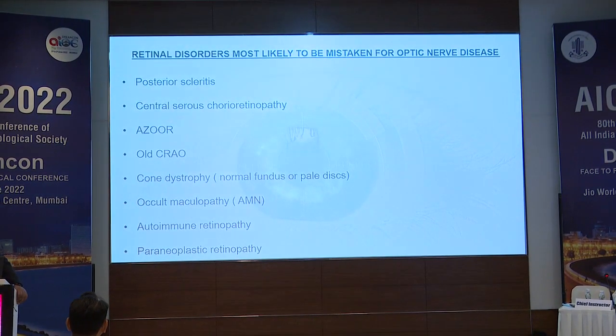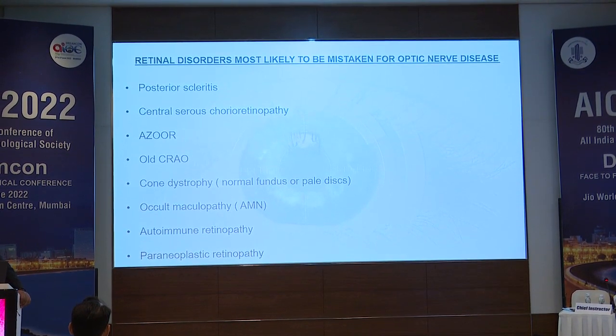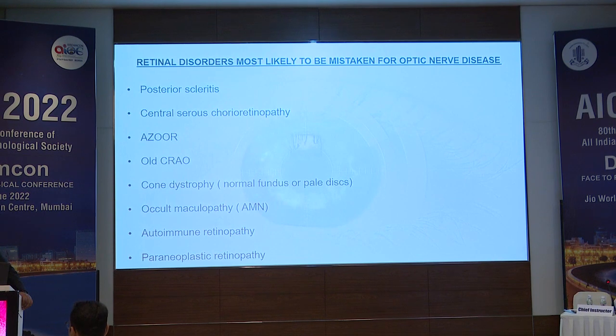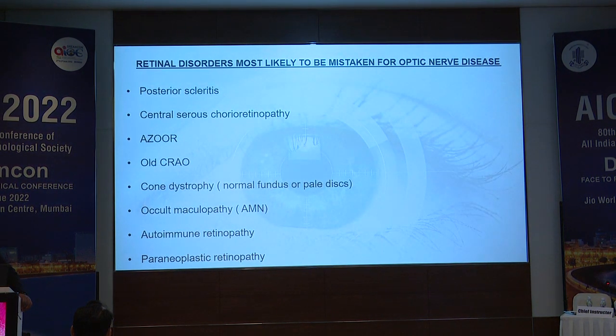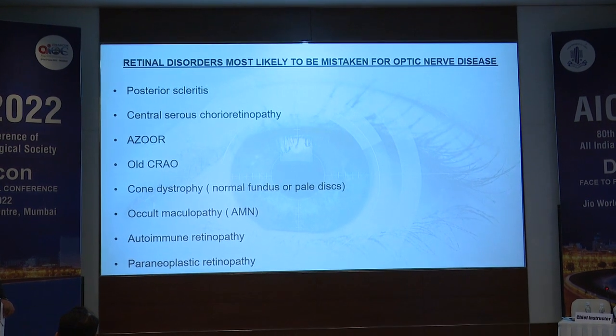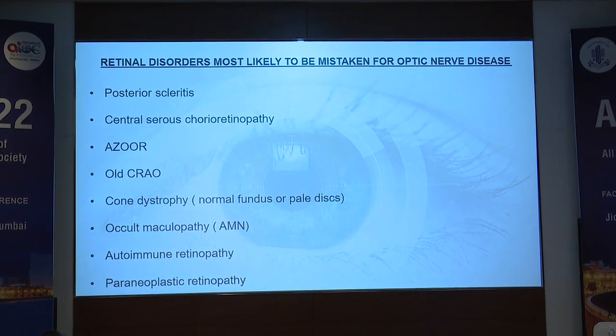So first up, what are some retinal disorders that are most likely to be confused with an optic nerve disease? Something like a subtle posterior scleritis, central serous retinopathy, AZOOR, old CRAOs, cone dystrophies, AIRs, autoimmune retinopathies, paraneoplastic, etc.